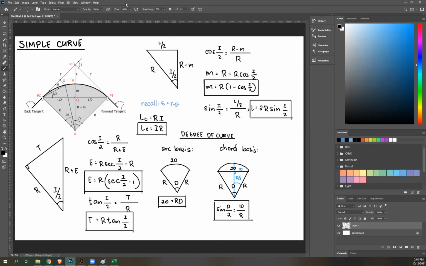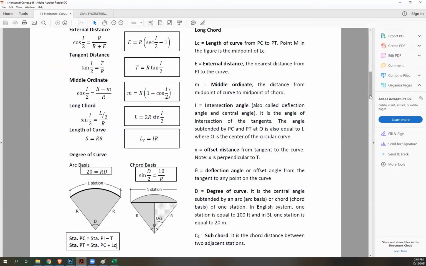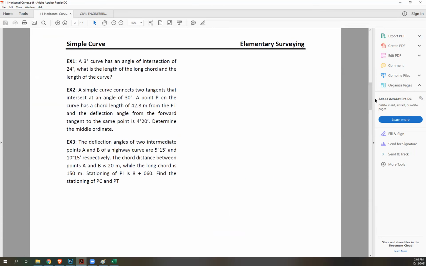Okay, no questions. Let's have a few examples for simple curve. Sometimes the questions are easy. For example, in number 1, a 3-degree curve has an angle of intersection of 24. What is the length of the long chord and the length of the curve?